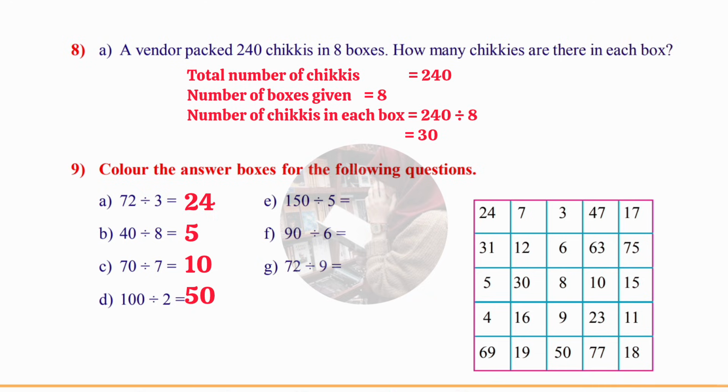Next 70 divided by 7. So 7 tens are 70. So next fourth one, 100 divided by 2. 2 fives are 10, 2 zeros, means 50 is the answer. Next fifth one is 150 divided by 5. So 5 threes are 15, 5 zeros, 30 is the answer. Next 90 divided by 6. So 6 ones are 6, 7 8 9, 3 will be left, 0 will come downside, means 30, 6 fives are 30, 15 is the answer. Next 72 divided by 9. So 9 eights are 72, 8 is the answer. Understood, guys?